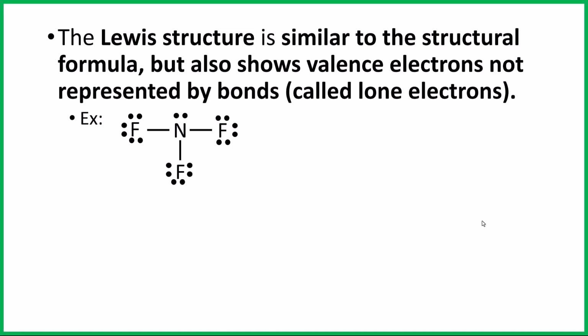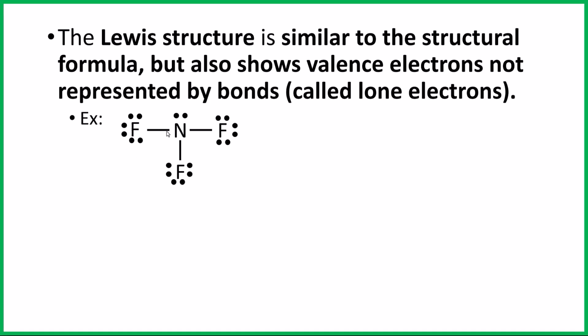Third, the Lewis structure is similar to the structural formula, but also shows valence electrons that are not represented by bonds, and we call those lone electrons. So we discussed Lewis structures and their valence electrons and how we write those when we discussed individual atoms, but you haven't seen them bonded together with other atoms at this point. So now we see bonds in here, single bond, as well as the remaining valence electrons.